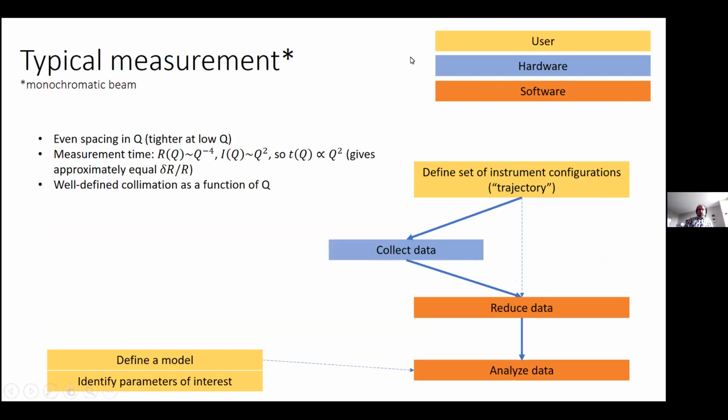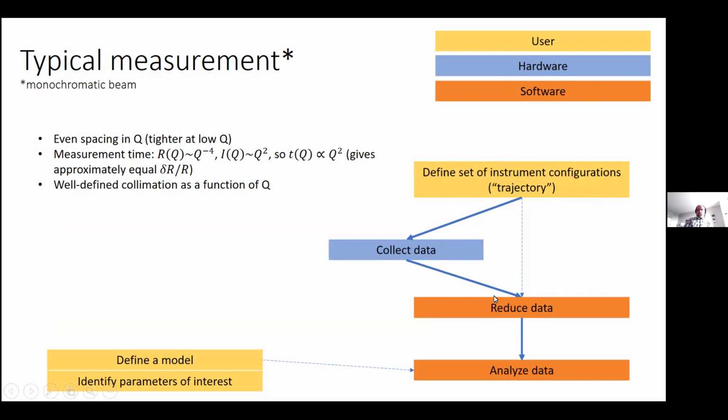So this is a sort of typical workflow for a reflectivity measurement. I've coded the different steps in the workflow by things that the user has to give input, things that are controlled by hardware or instrument control software, and then analysis or offline software in orange. So the first thing we do is we say, to collect a reflectivity curve, I'm going to define a set of instrument configurations. In our parlance, we call this trajectory. I'm sure you have your own word for it, but it's a list of things that the instrument's going to do. You give it to the instrument. It goes and collects data.